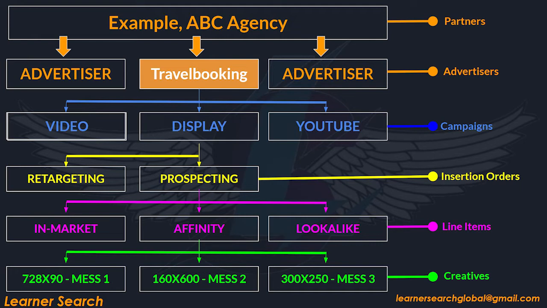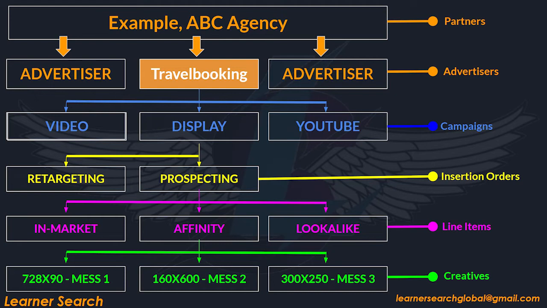So they created one IO for prospecting and one IO for retargeting. This advertiser wants to run three different audience segments, like in-market, affinity and lookalike. So they created three line items under the prospecting strategy, one line item for each audience segment to monitor the performance of each one.